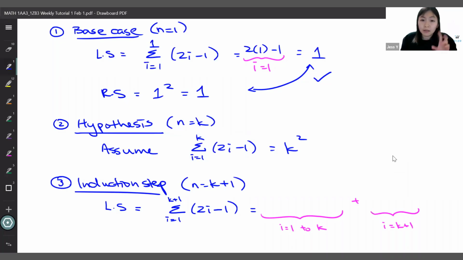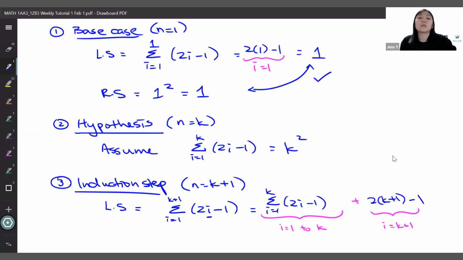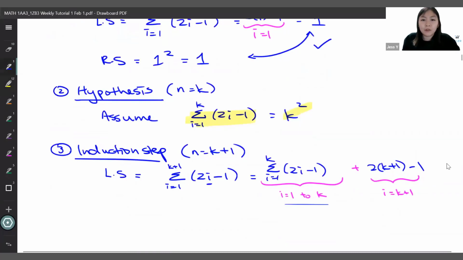So the first k sums is just going to be the sum where i goes from 1 to k of 2i minus 1. And then this last one, when i is k plus 1, I'm going to replace i with k plus 1. And this is very standard when it comes to the induction step. We always want to break it down so that we see the first 1 to k terms together. Because guess what? We made an assumption, right? Our hypothesis was that the sum of the first k terms is k squared. So we're going to use that and we're going to replace this sum of the first k terms with k squared.